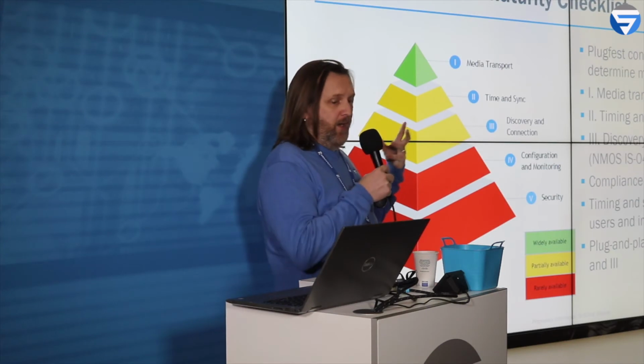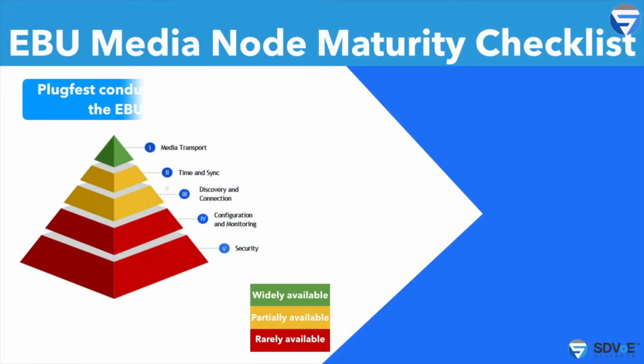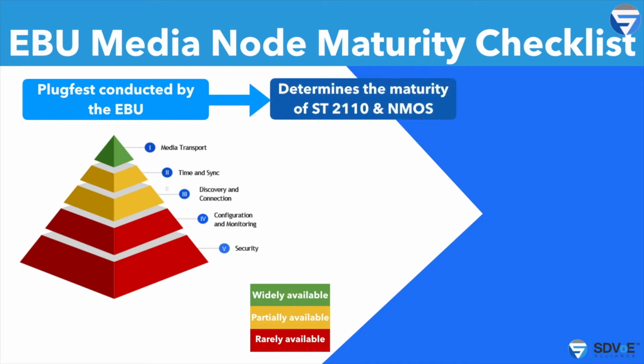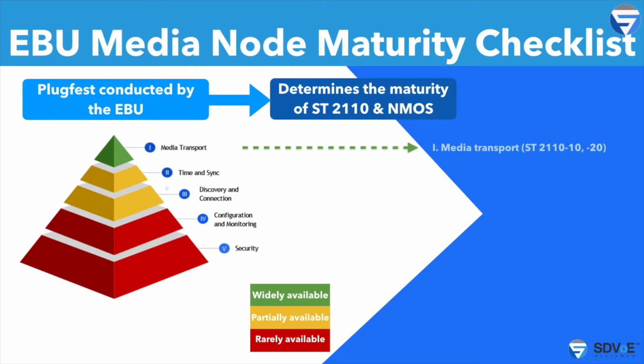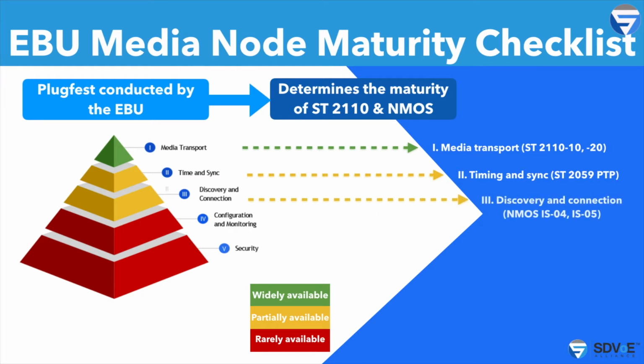So they've done a lot of testing within the EBU. They conducted a very, very lengthy plug fest. I think there was hundreds of participants, and it was really there to determine the maturity of SMPTE 2110 and the NMOS specifications. And they looked across three different things mainly. So it was the top three here: media transport, which is 2110, timing and sync, which is SMPTE 2059, that's the PTP timing standard. And then 3, discovery and connection. So that's how the devices actually know they exist and can actually start transferring flows between them.